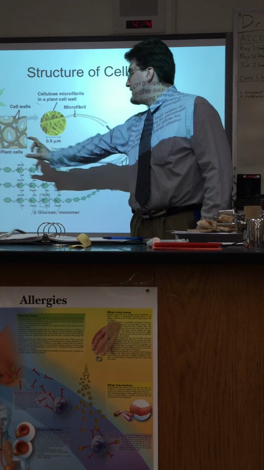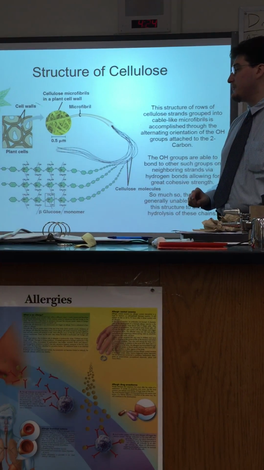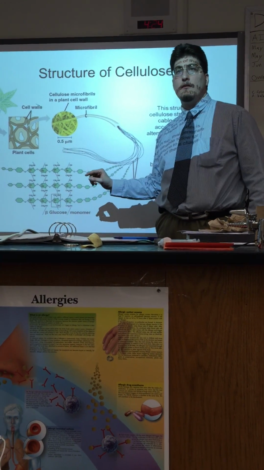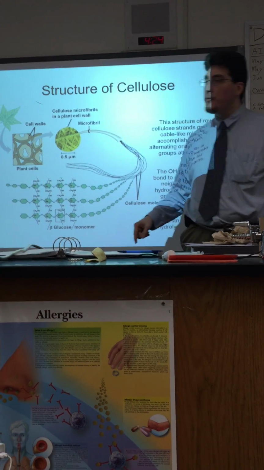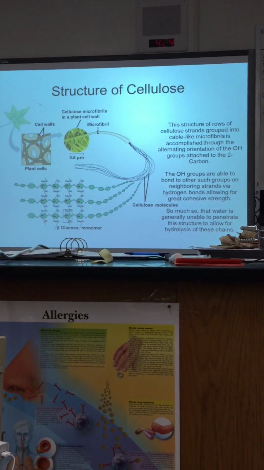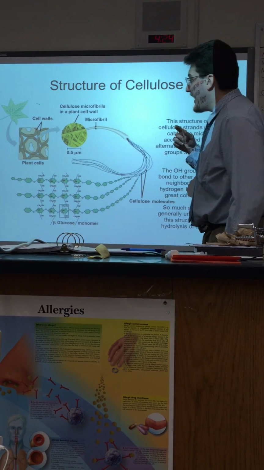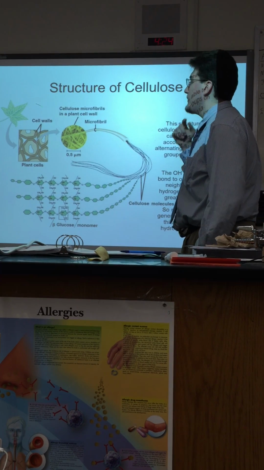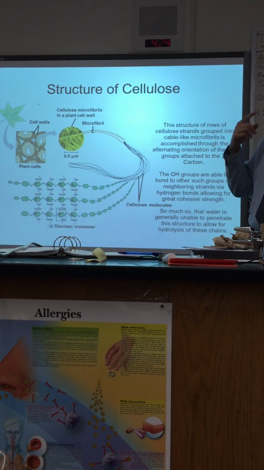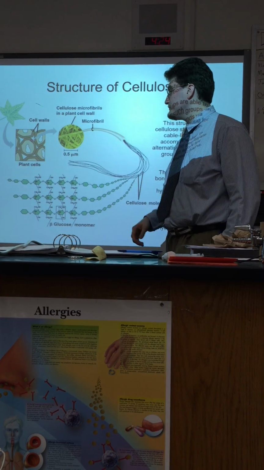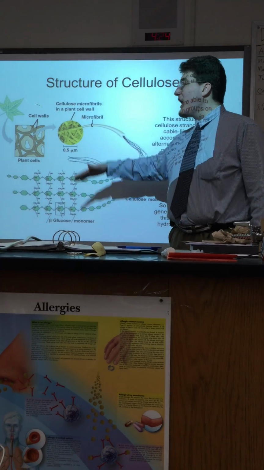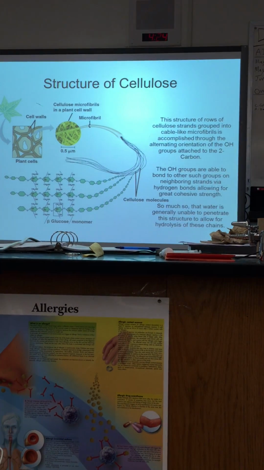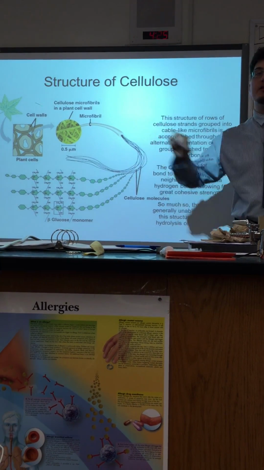They form together in these long, straight beta chains. And the hydrogen bonding between each chain of the hydroxyl group on the 6 carbon, I'm sorry, the hydroxyl group on the 2 carbon, the 2 and the 6, allow for the hydrogen bonding between the individual strands. These individual strands zip together like a Ziploc bag.